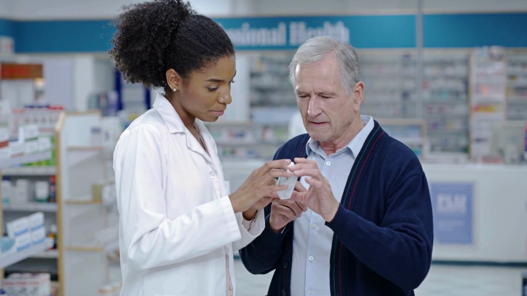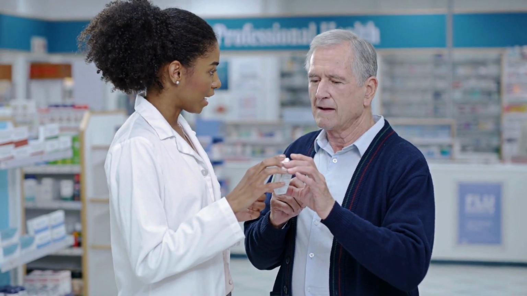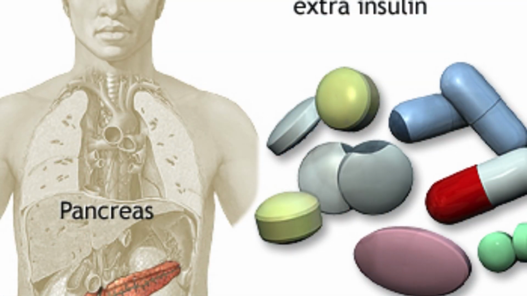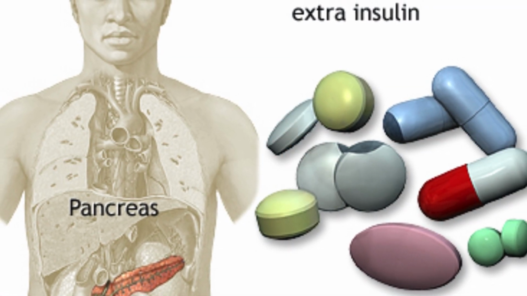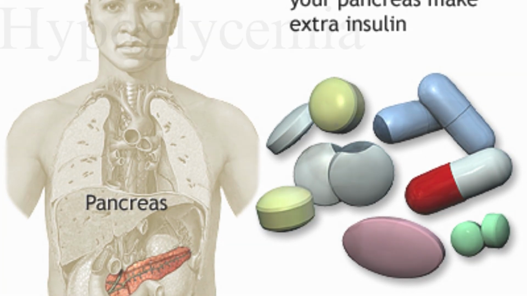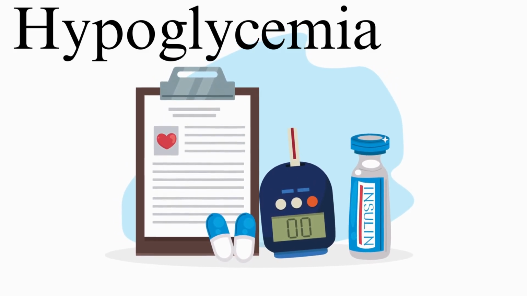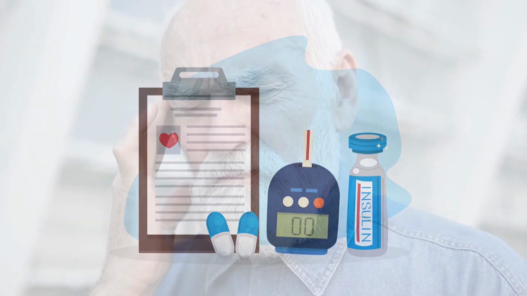So, for example, one of the most common classes of diabetes medications is called sulfonylureas. These work by basically telling your pancreas to make more insulin. And one of the most common side effects with that is hypoglycemia, which is basically low blood sugar. So you might feel shaky or sweaty or dizzy or weak, and confused, yeah.